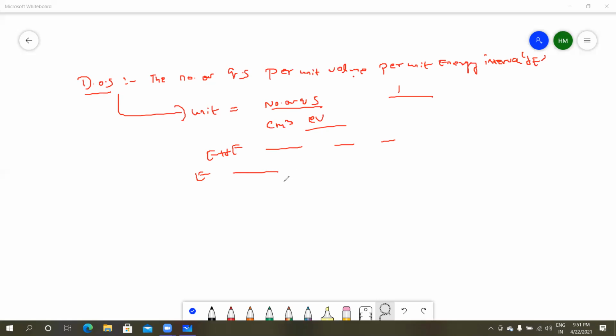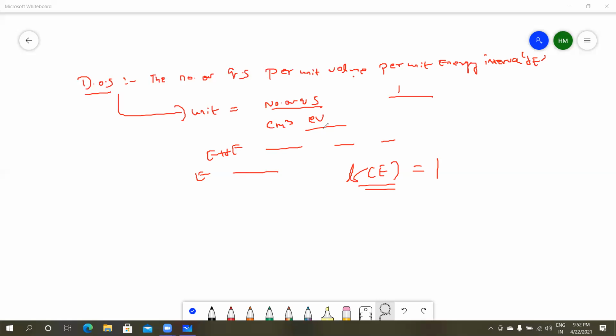Okay, now we have the states. Now the question is, how are these states occupied? That is given by the occupation probability. Occupation probability gives how these states are occupied. Suppose the occupation probability is 1, or the occupation probability is half. Anything you can find, half or 1.